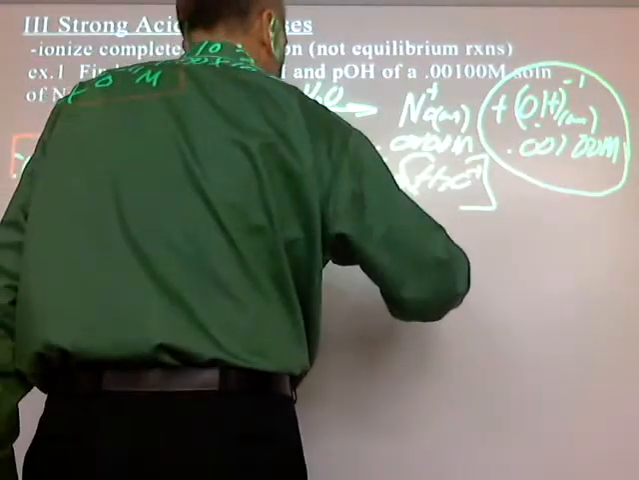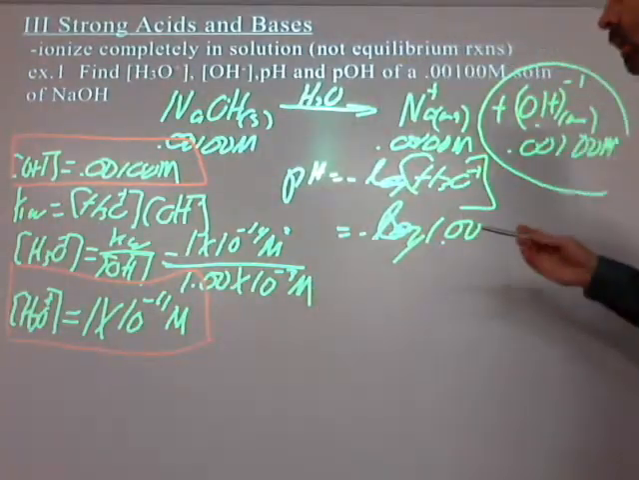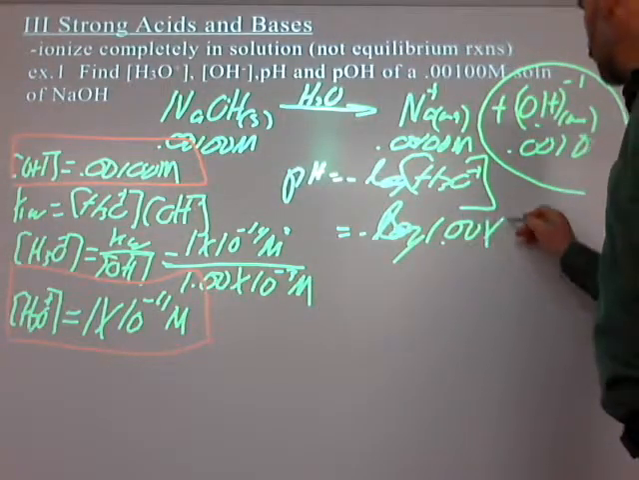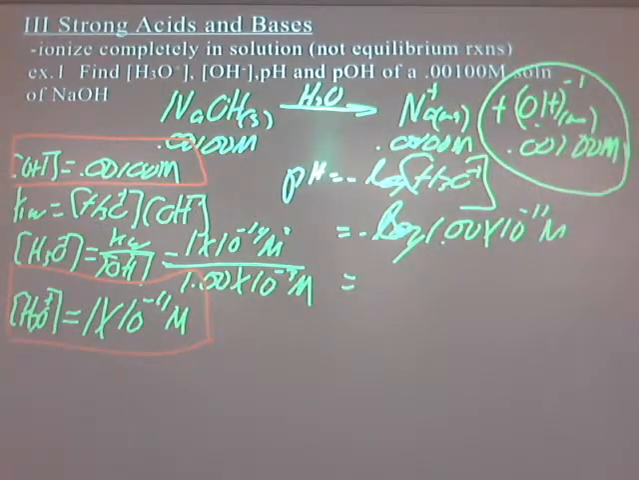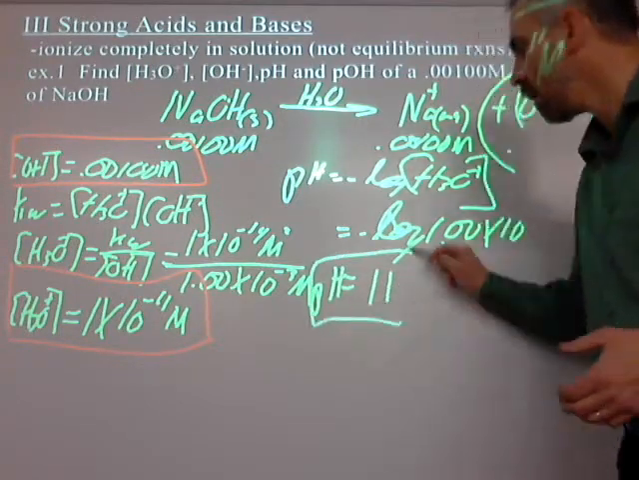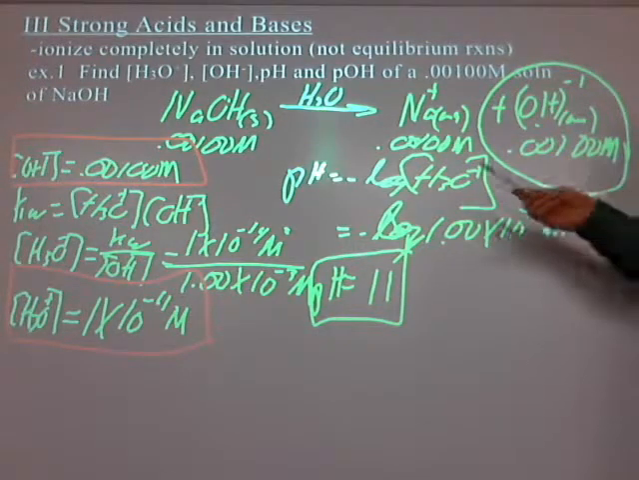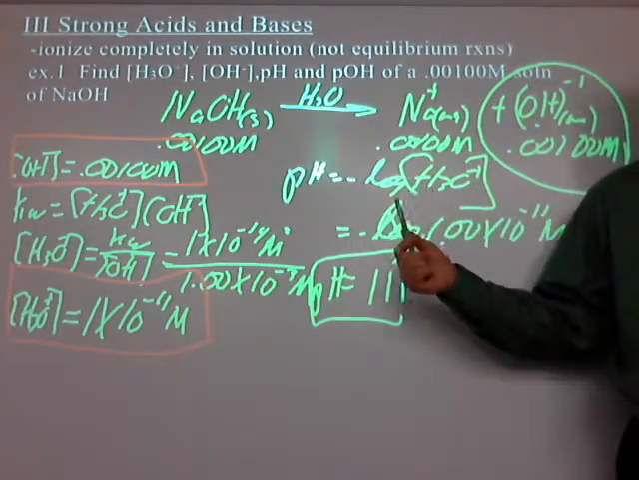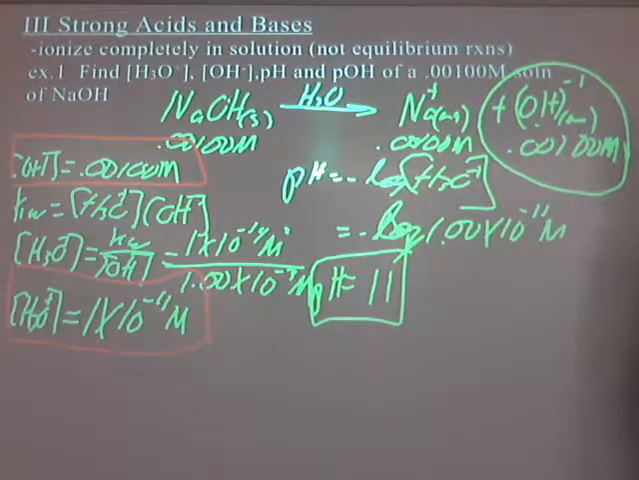So it equals the negative log of 1.00 times 10 to the negative 11 molar. Now again, you do not need a calculator for this. The answer is 11. Why? It's just the exponent. The pH just means the negative log of something. Logs are exponents. The exponent is negative 11, and a negative times a negative is a positive 11, right?